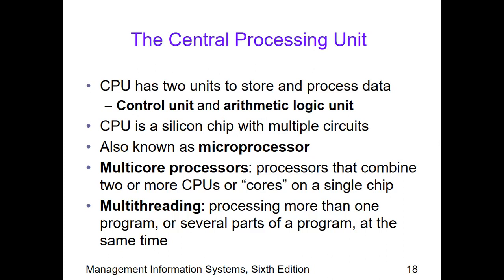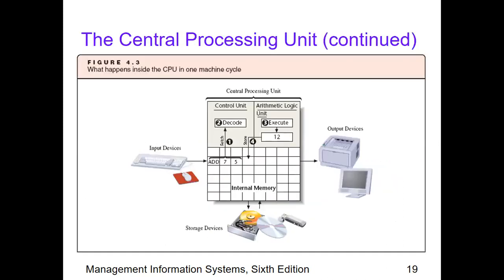Multi-threading is processing more than one program or several parts of a program at the same time. This is like multi-processing then. Now, this is the CPU as shown on our illustration, what happens inside the CPU in one machine cycle.